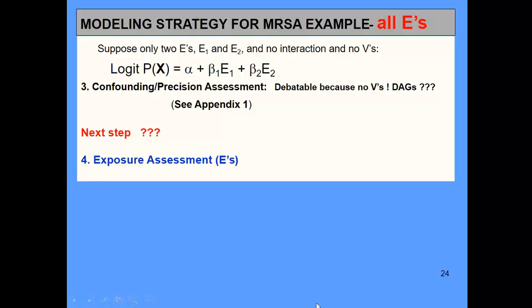Now, first of all, let's look at the simplest situation where you have only two E's, E1 and E2. In this case, for the MRSA data set, that would just be those two variables, previous hospitalization and PAMU, previous antimicrobial drug use. And let's say we don't want to consider those other three variables, or we're either not going to control for them at all, or we're going to control for them, but we're done with them as far as we're concerned. So we're only worrying about these two E's. That's our model, okay? How do we go about doing this? Well, there's different options, and that's what I want to talk about.